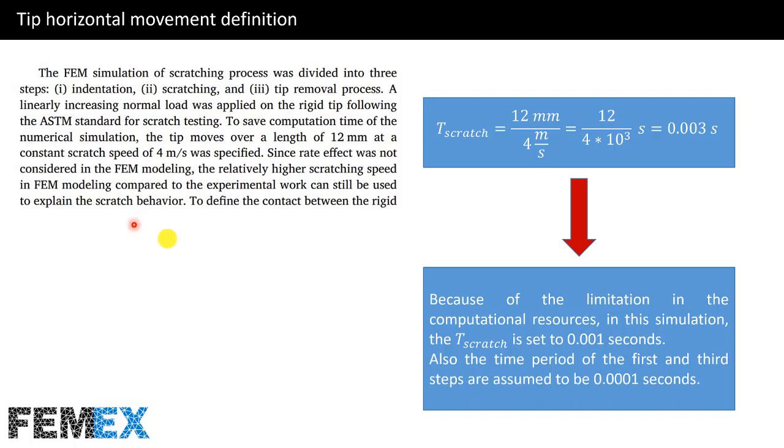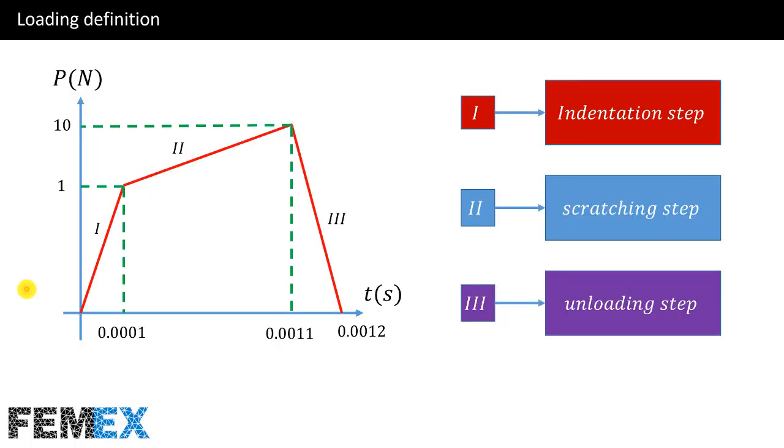According to these explanations, the time period of the scratching step is equal to 12 mm divided by 4 meter per second, which is equal to 3 milliseconds. Because of the limitation in the computational resources, in this simulation, the time period of the scratching process is set to 1 millisecond. Also, the time period of the first and third steps are assumed to be 0.0001 seconds. Now I want to talk about loading definition.